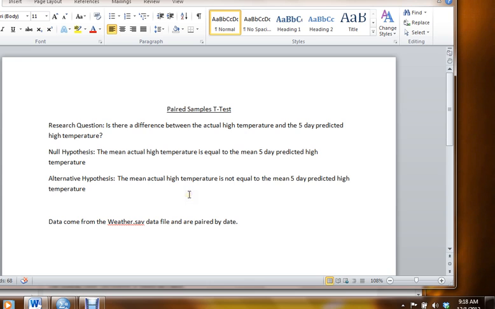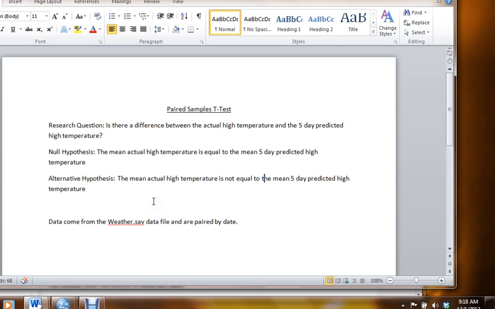So we've crafted the null hypothesis in this case as the mean actual high temperature is equal to the mean 5-day predicted high temperature, and the alternative is that the mean actual high temperature is not equal to the mean 5-day predicted high temperature. Note that in this case the data are paired.